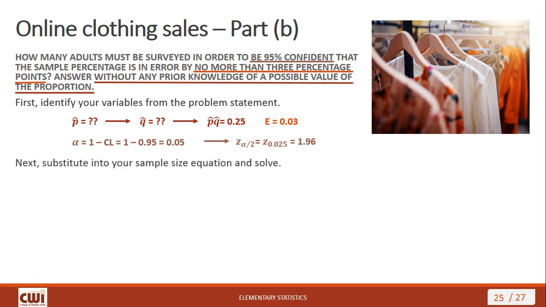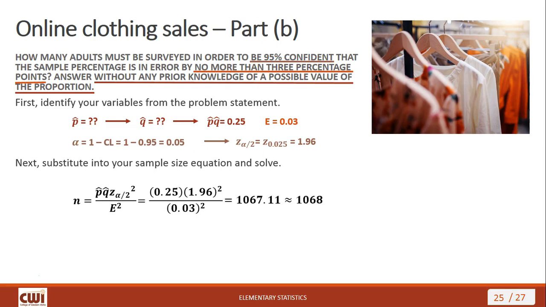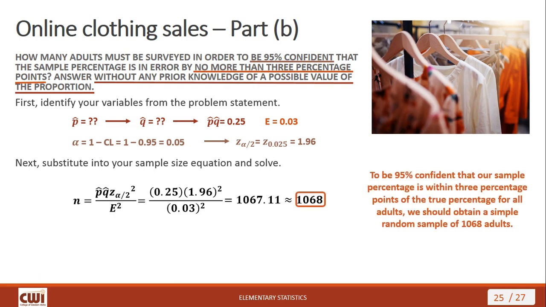Next, we substitute these values into our sample size equation and solve. Here's our equation. Substitute the values in, punch this out on your calculator, and you'll get 1067.11, which we round up to the next nearest whole number, 1068. So, in order to be 95% confident that our sample percentage is within 3 percentage points of the true percentage for all adults, we should obtain a simple random sample of 1068 adults. Notice again, not knowing that sample proportion really ups the ante on that minimum sample size that you need in order to have the same confidence level.